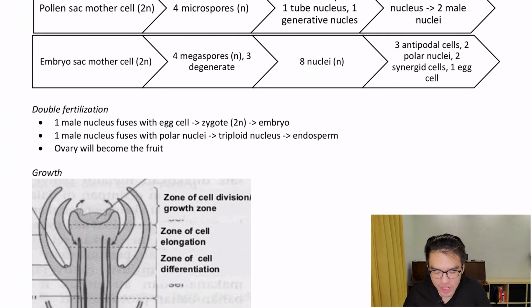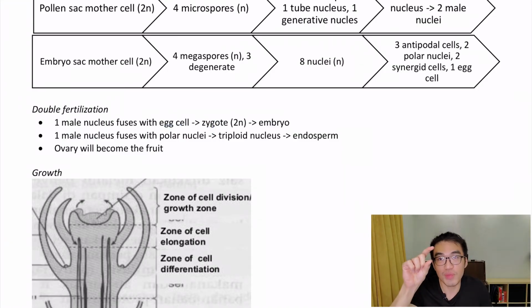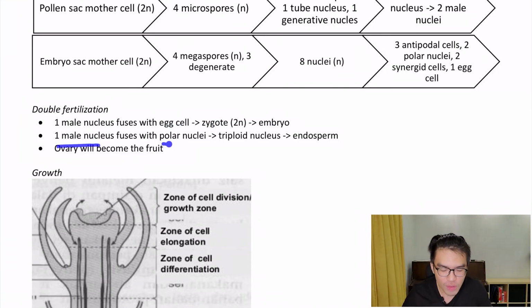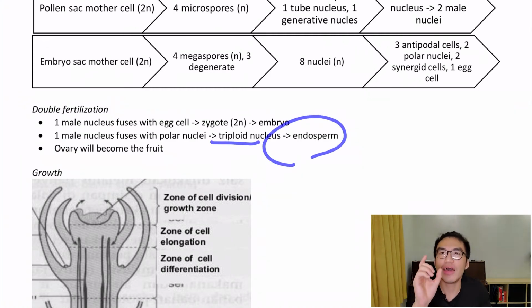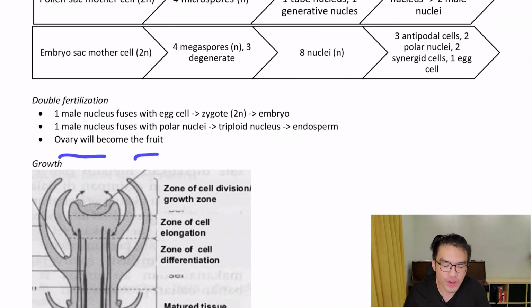So double fertilization: remember you have two male nuclei, one will fuse with the egg cell to form the zygote and embryo. This is your baby plant. And your other male nucleus will fuse with your polar nuclei to form the triploid nucleus. This is to form endosperm. Endosperm is the food storage for the plant, don't forget. And of course, the ovary will become the fruit.